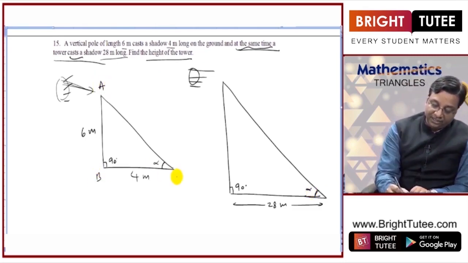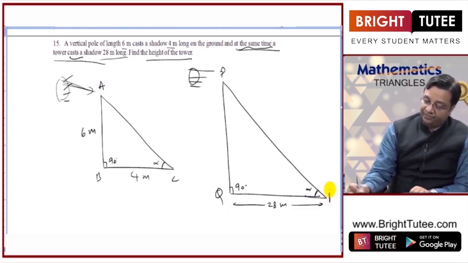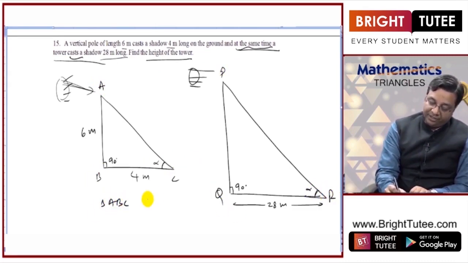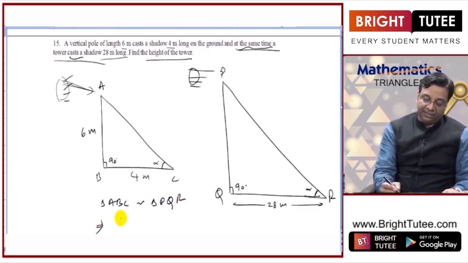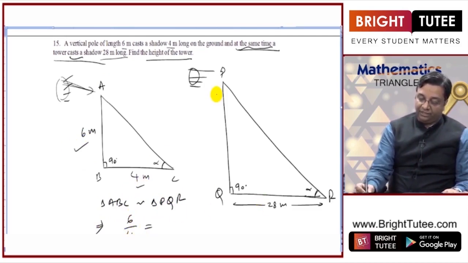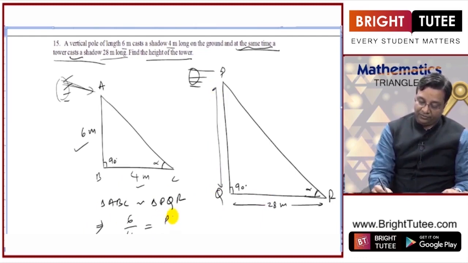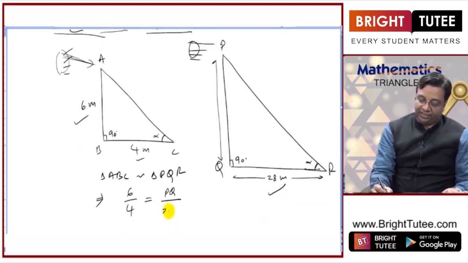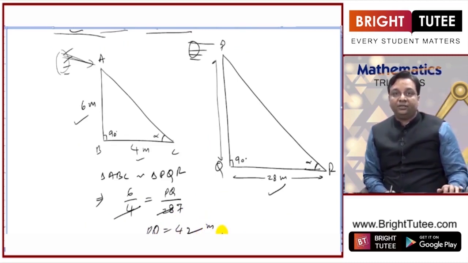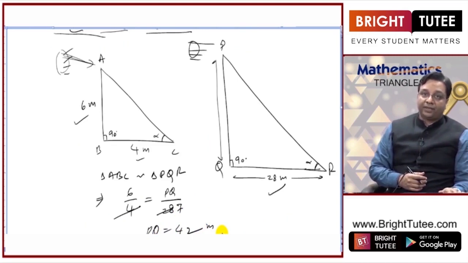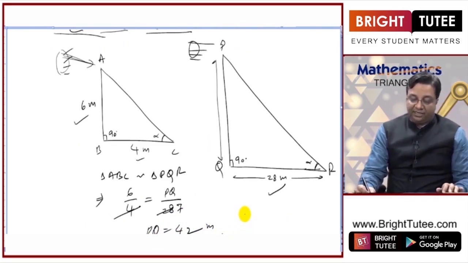So if I name these triangles as ABC and PQR, triangle ABC will be similar to triangle PQR, hence the ratio, let us say 6 by 4, will be equal to this ratio PQ by 28. So this will become 4 7s are 28. So PQ is 6 7s are 42 meter, right, to keep this ratio same. Alright, and it will always be true.